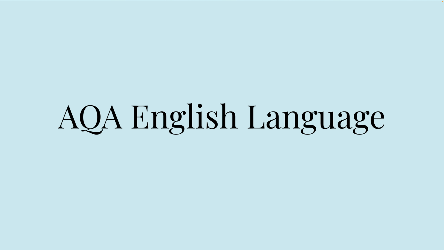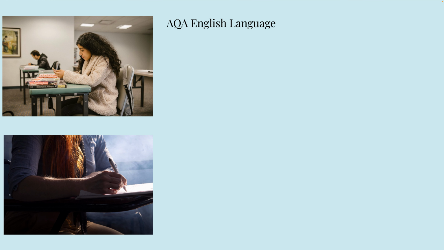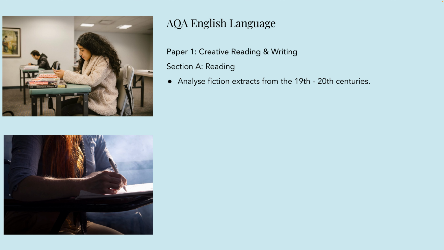English language is a little different. Two papers. Paper 1 is creative reading and writing. Section A, which is reading, analyses fiction extracts from the 19th century or 20th century. Questions test comprehension, analysis and evaluation.